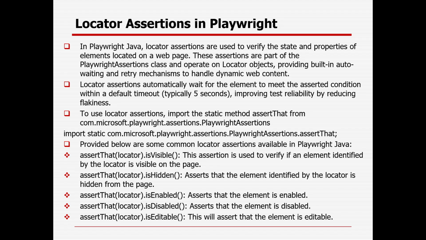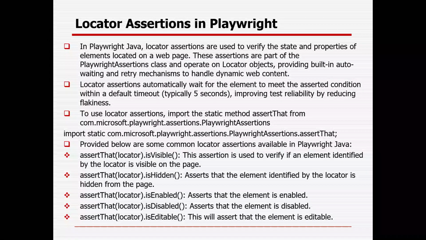There are a couple of important locator assertions I will be discussing here, like isVisible. Okay, assertThat and you need to give the locator reference and dot isVisible. This assertion is used to verify if an element identified by the locator is visible on the page or not. In case it is not visible, your assertion will fail, and by default all assertions are hard assertions and your remaining line of code will not be executed. In case the assertion is passed, definitely it will be working fine.